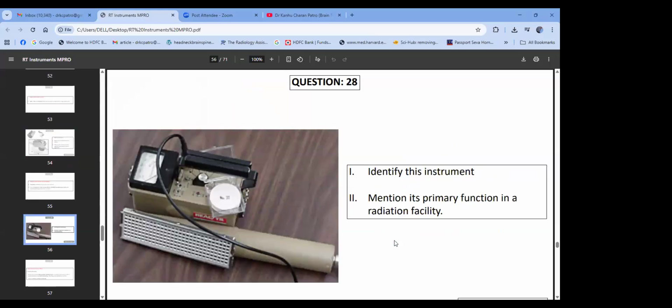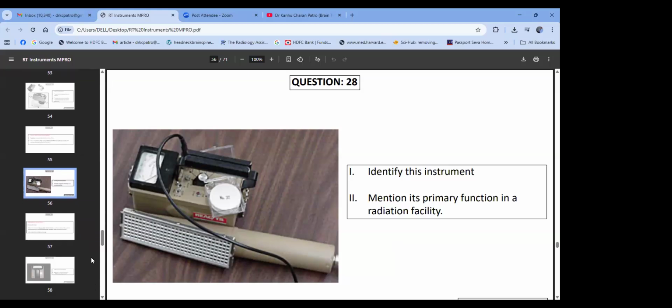So next question, identify the instrument and mention its primary function in a radiation facility. So this is an alpha radiation survey meter. This detects and measures alpha particle contamination on surfaces or equipment. And this is used in nuclear medicine, brachytherapy, isotope handling, and this also helps as a radiation safety monitor.